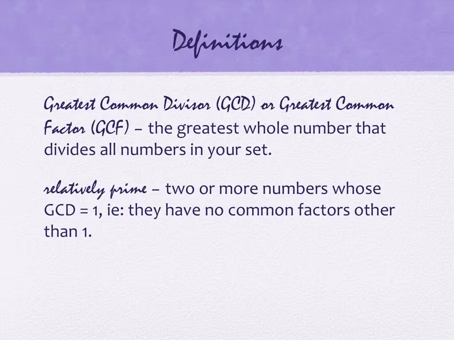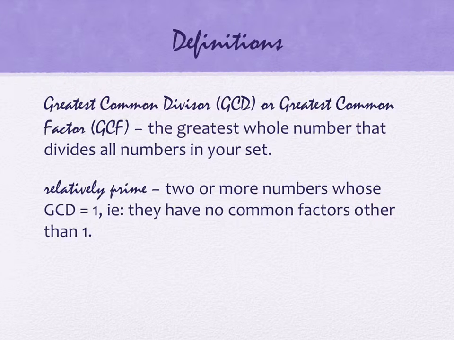A greatest common divisor, also sometimes called a greatest common factor, abbreviated by the acronym GCD or GCF, is the greatest whole number that divides all numbers in your set. So this will always exist because it always could be what? What's a number that's going to divide 1? There will always be one of these. It may be a very small number, 1, but there's always going to be one.